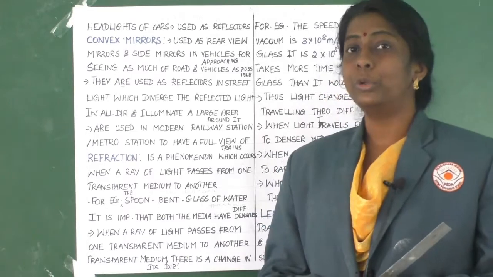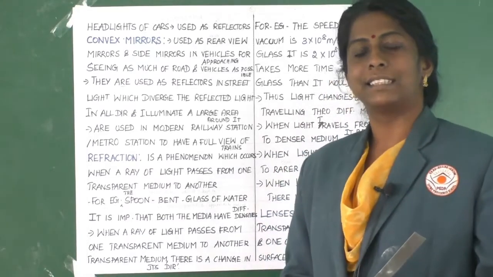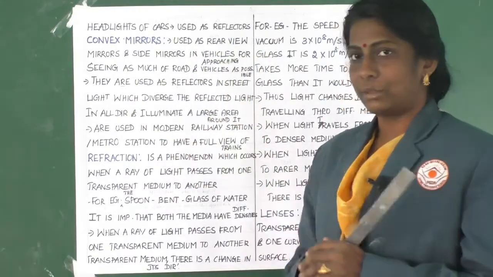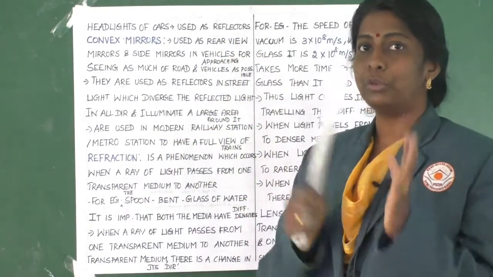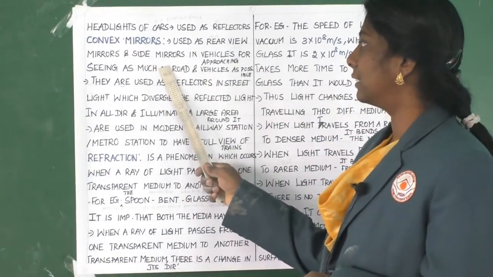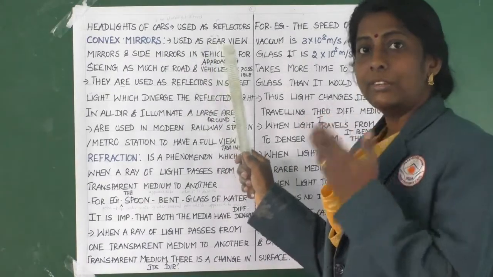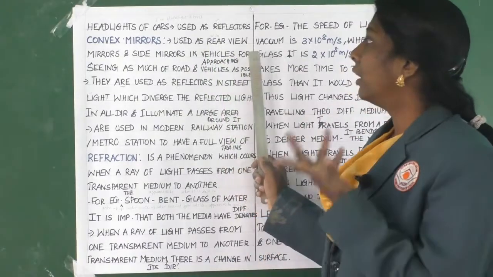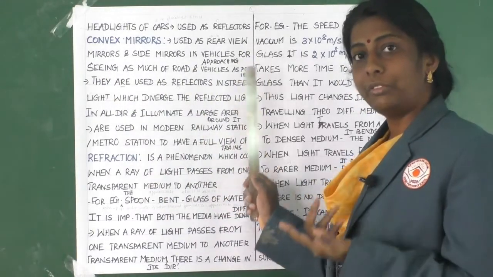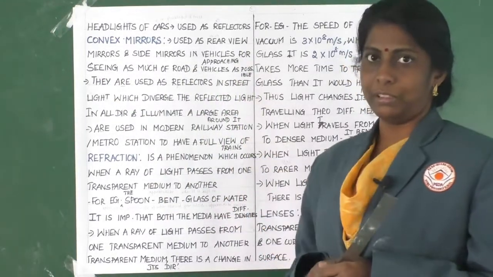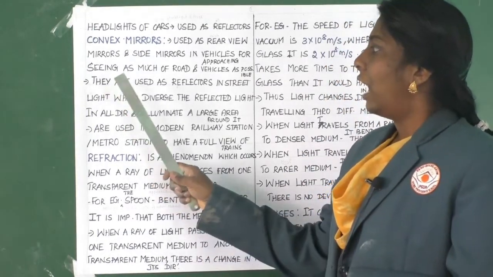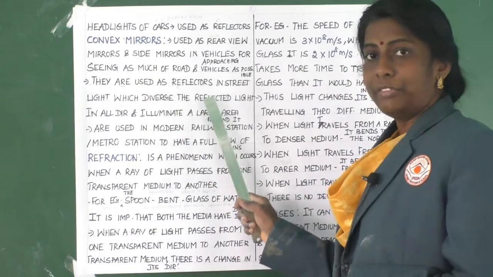Next is about convex mirror. We are going to learn about the uses of convex mirrors. What is that? They are used as rear view mirrors and side mirrors. Where they are used in vehicles. What for? They are used for seeing as much of road and approaching vehicles as possible. Clear?